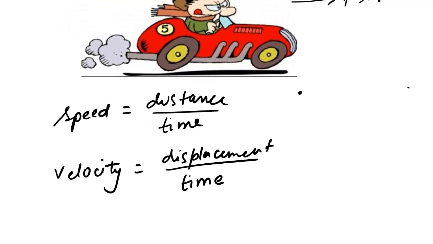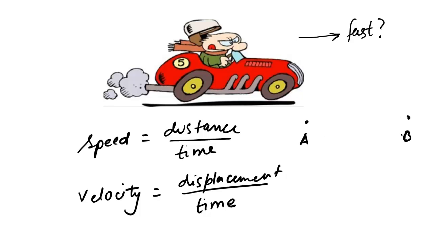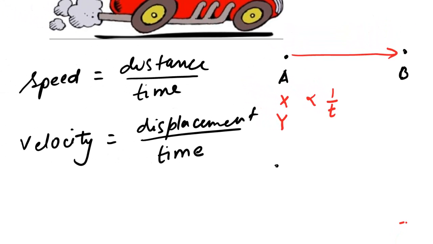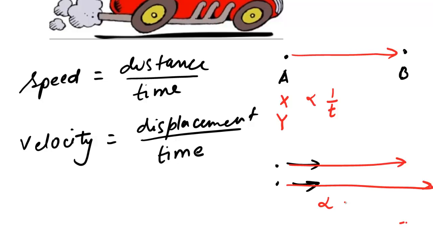So let's assume there is a race from point A to point B, and there are two guys, let's say X and Y. If X travels the same distance in lesser time, then X is traveling faster. So fastness must be inversely proportional to time, isn't it? Simple. Second race would be, let's say they both have to travel for the same time and see who's traveling more distance. So let's say A travels this much, B travels this much, then obviously B is faster. So that should be proportional to how much distance or displacement that thing is covering.